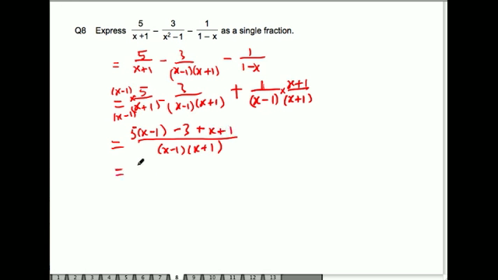And simplifying this, we have 5x minus 5 minus 3 plus x plus 1. Notice that we do not expand out the denominator. We keep it in the factorized form. The result is 5x plus x, 6x, minus 8 plus 1 is minus 7.